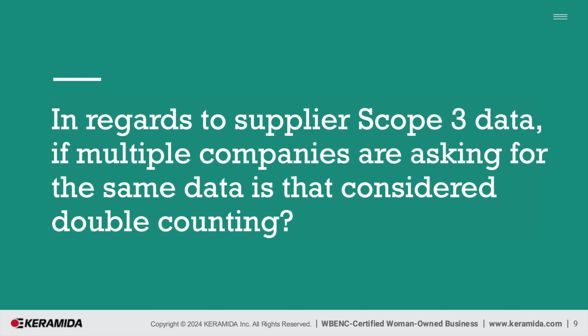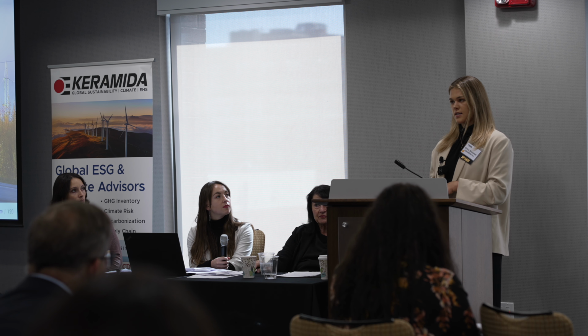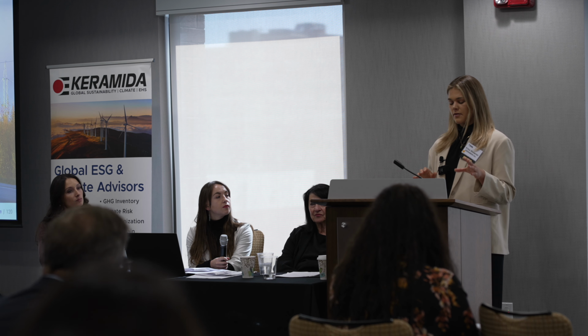Yeah, so the theory is a company's Scope 1 and 2 emissions might be your Scope 3 emissions. And so there will never be double counting in that way, and a company should never add their Scope 3 emissions totals together, if that makes sense.